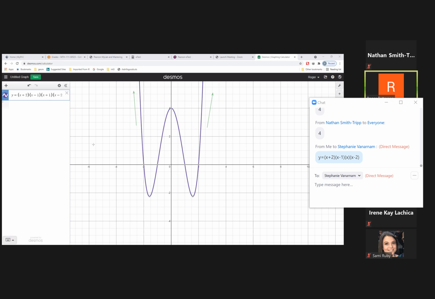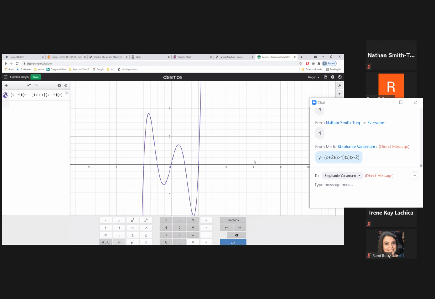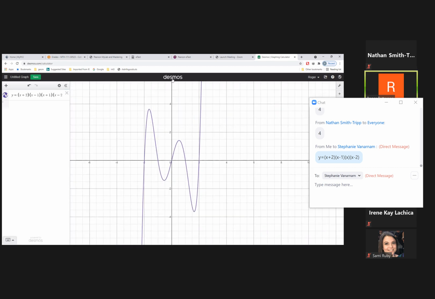When we had a cubic or a third degree, it was increasing, decreasing. So if we go up here and add another, what would we suspect the end behavior might be? Decreasing, increasing. Exactly. See, that's just exactly what's happening here. We're getting increasing, decreasing. So there's lots of stuff that goes on.